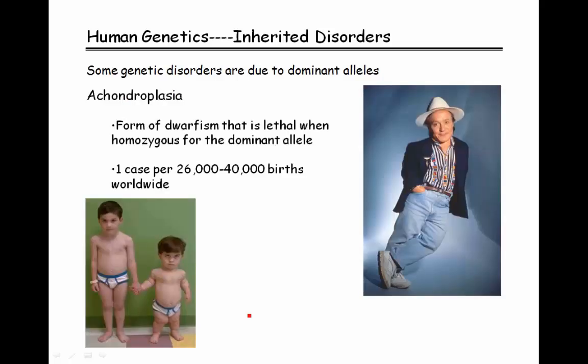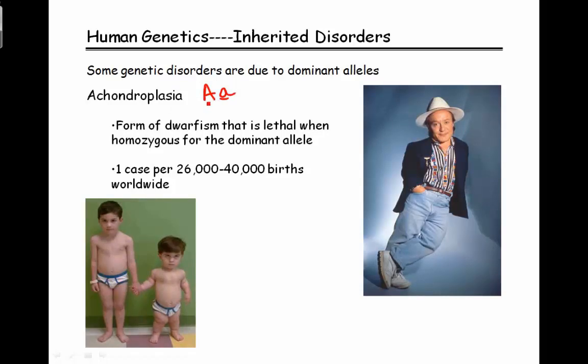Another example is a type of dwarfism called achondroplasia. This form of dwarfism is lethal when you're homozygous dominant. So if you do have individuals that have achondroplasia, we know that they are going to be heterozygous for sure, because it's lethal if there's two big A's there. However, with dominant disorders, it's usually a pretty good assumption that if someone has a disorder, they are going to be heterozygous. So if someone has this type of dwarfism, they have one big A.